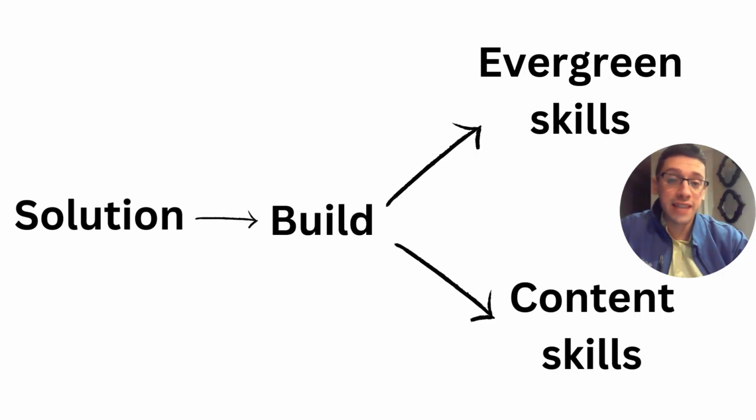Your solution can take many different forms. However, for the sake of simplicity, let's talk about three different types. The first are products. There are digital products and then there are physical products that can be subdivided.